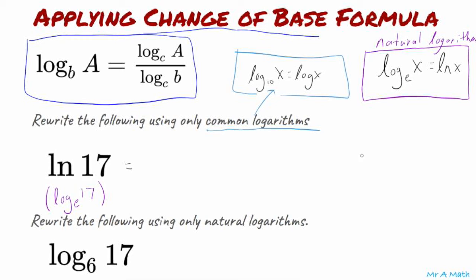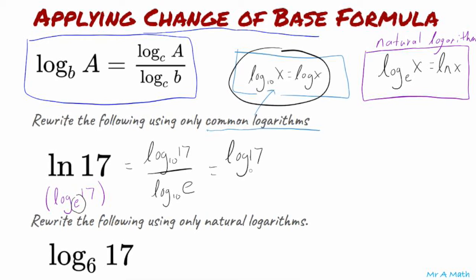So keeping that in mind, I now can apply my change of base formula. I can say that this is log, and remember it's common, so it's going to be log base 10 of 17 over log base 10 of my base, which is e. And instead of writing it out as log base 10, you may have figured out that you can just write it as log of 17. When you consider this rule up here, that log base 10 can be just log, then we can write it also as log e in the bottom.